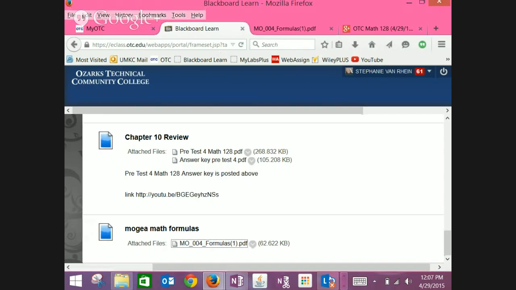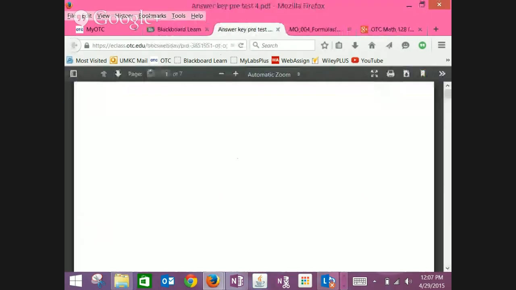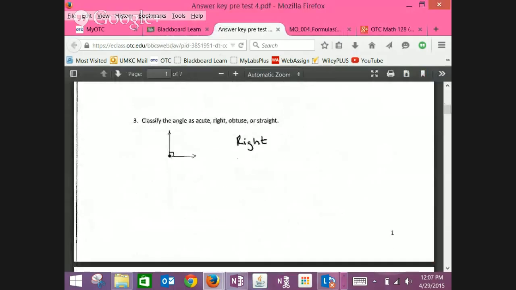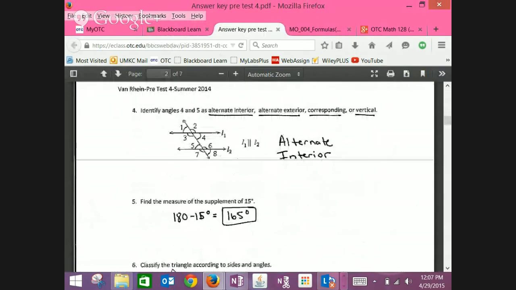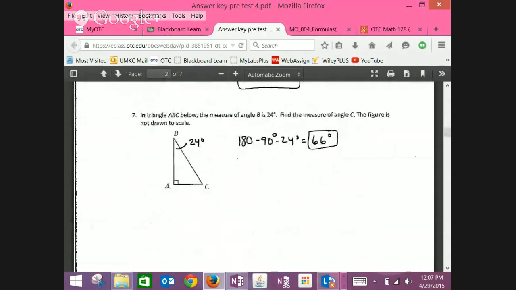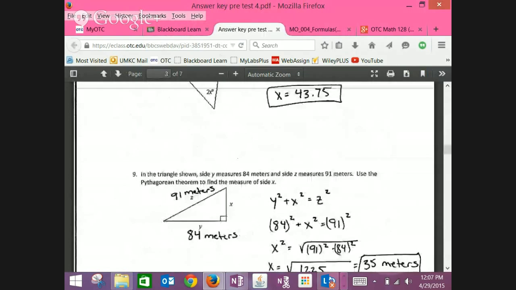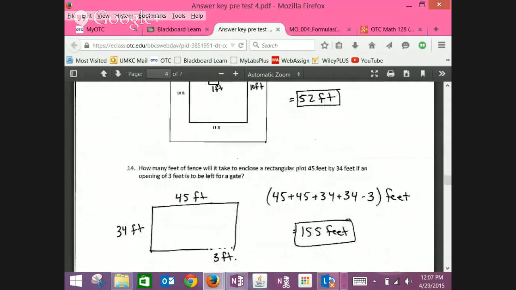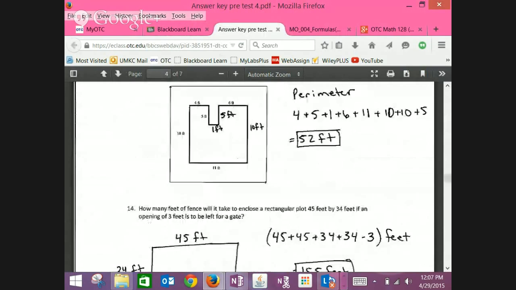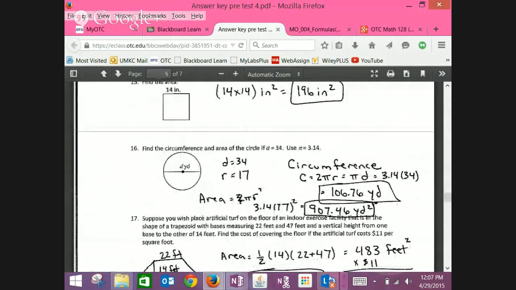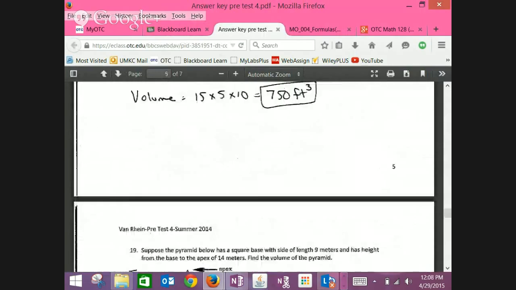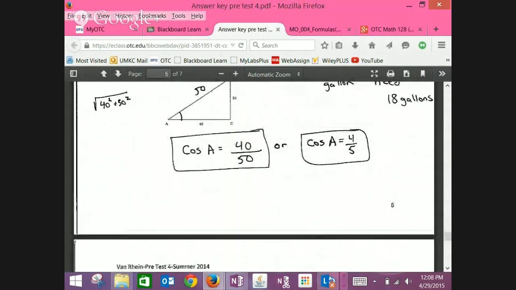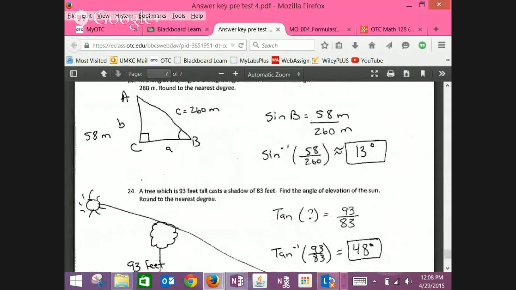So Blackboard also has the answer key to the pre-exam posted. It just got posted today. So you should be able to go through and convince yourself you did those correctly. Some of them are just identifying. And this is just kind of a sample exam, part of it. It's pretty straightforward.